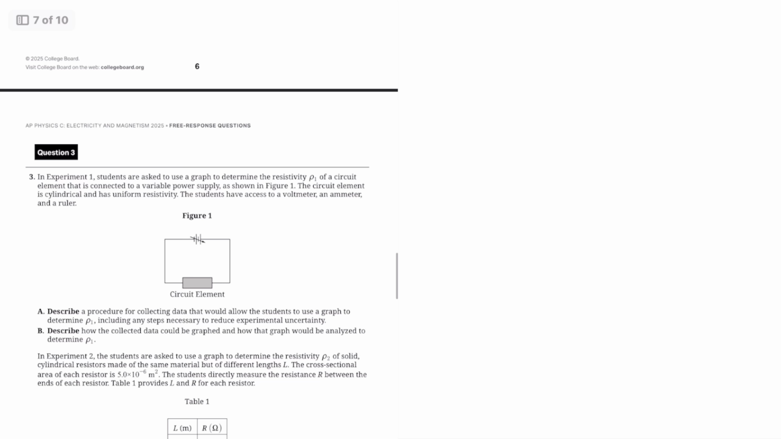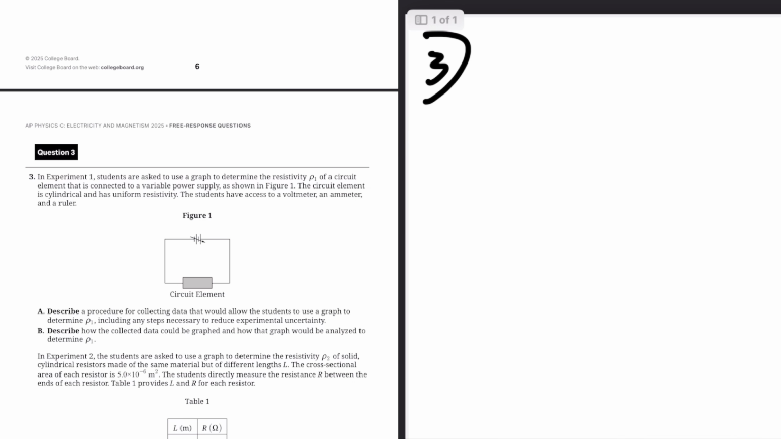Oh, but this question, okay, this is actually a pretty decent question. So let's get right into it. This is question 3. In experiment 1, students are asked to use a graph to determine the resistivity rho 1 of a circuit element that is connected to a variable power supply shown in figure 1. The circuit element is cylindrical and has uniform resistivity. The students have access to a voltmeter, an ammeter, and a ruler.